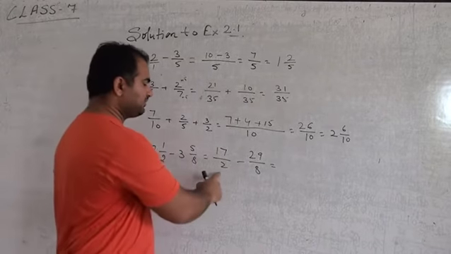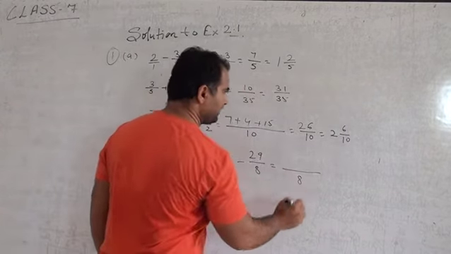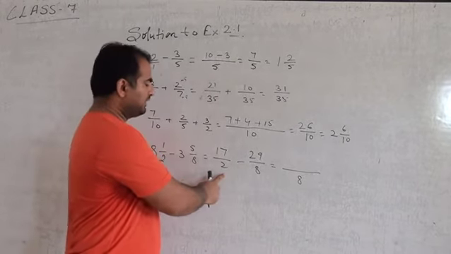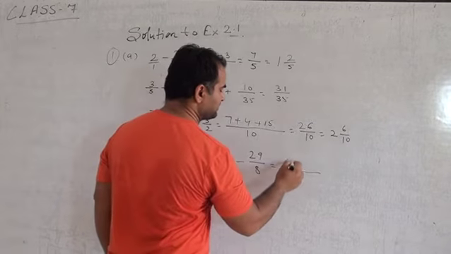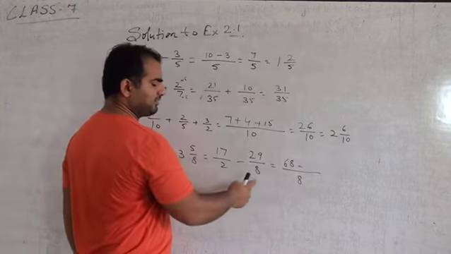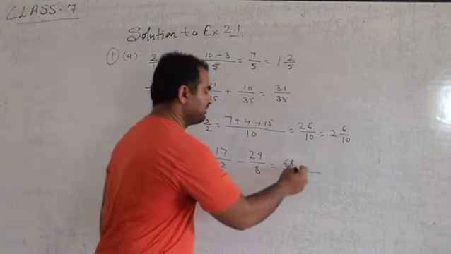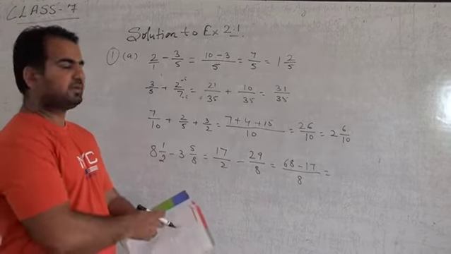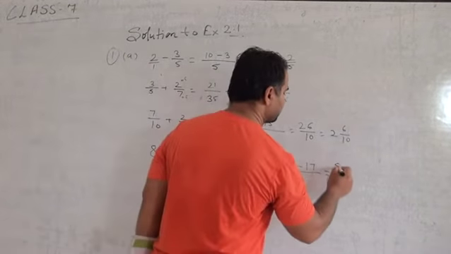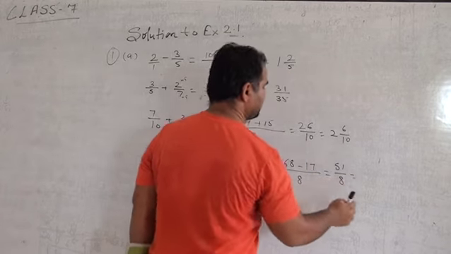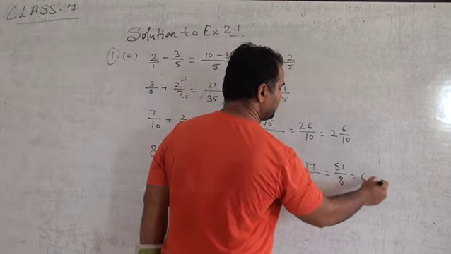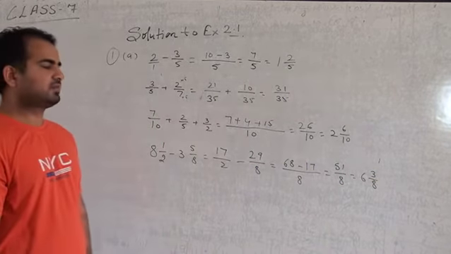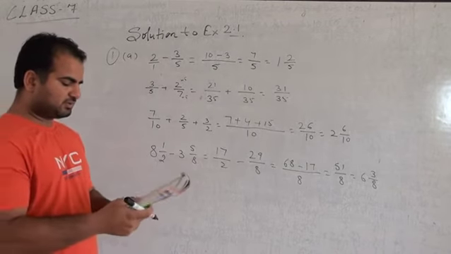The LCM of 2 and 8 will be 8. 8 divided by 2 equals 4, and 4 into 17 is 68. Minus, 8 divided by 8 is 1, 1 into 29, so 68 minus 29, that will be 39. It will be 4 7 by 8, the final answer. Done? So this is our question number 1.